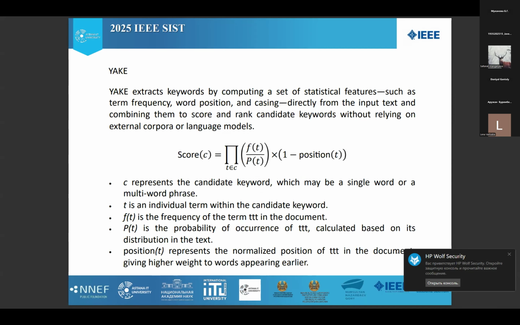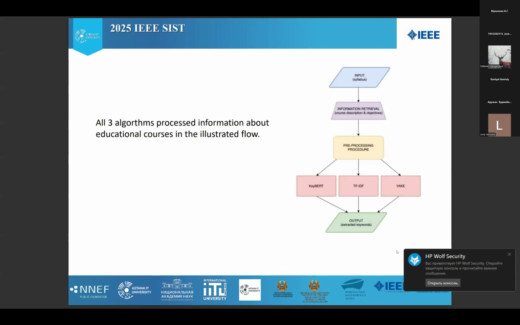And the one that is also statistical is Yet Another Keyword Extractor. Here it works not only with frequency, but also with word properties: what part of the sentence it is, what kind of case values it has, and what kind of position of the word. According to this formula, the value of the word will also be shown.